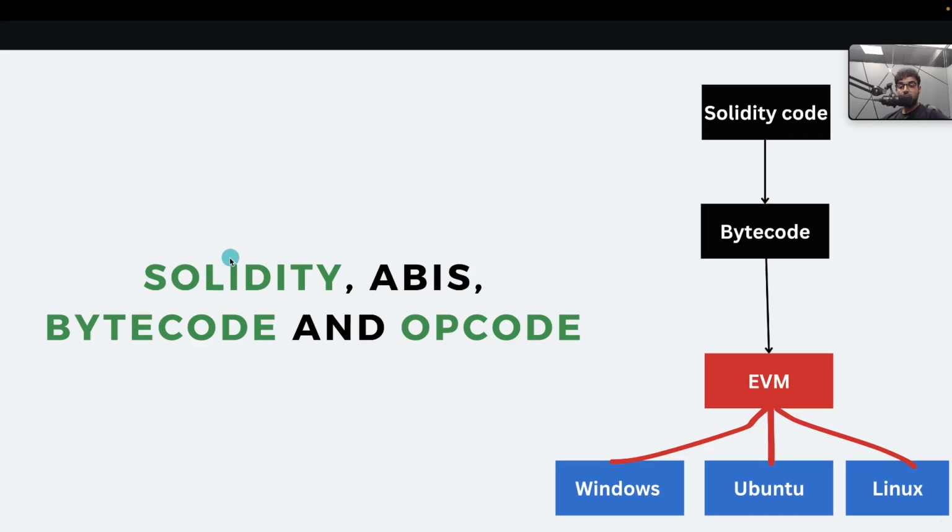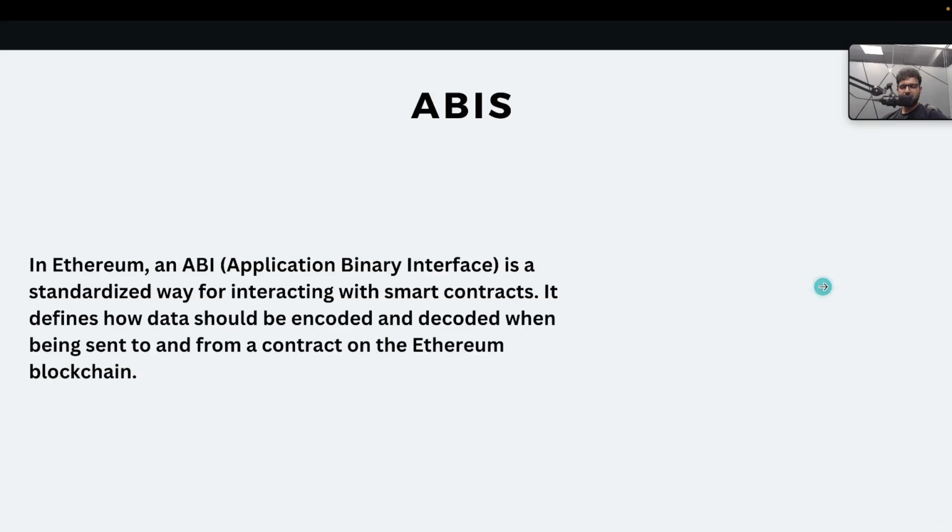They're important. As I said, after Solidity the most important thing is ABIs. Application Binary Interface. I think I could be wrong, Google it. I think it's called Application Binary Interface. In Ethereum, ABIs are a standardized way of interacting with smart contracts. Very jargony statement, but it will become clear very soon. It defines how data should be encoded and decoded when it is being sent to and from an Ethereum smart contract.